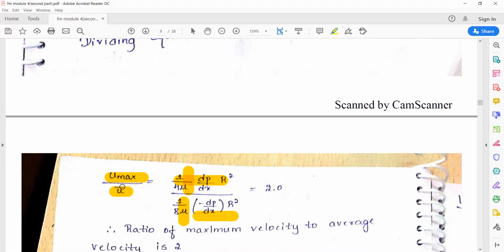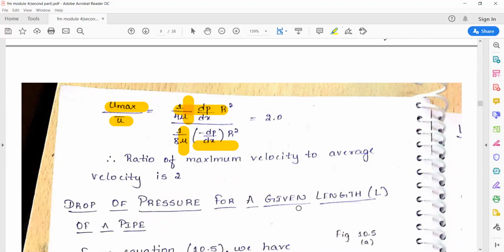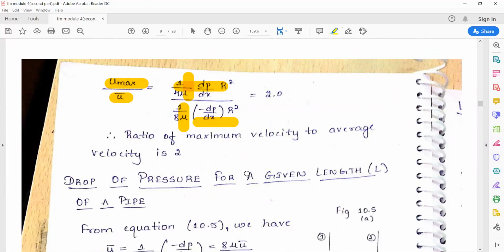In the exam they may ask you to prove that the ratio of maximum velocity to average velocity is equal to 2 when the fluid passes through a circular pipe. When there is laminar flow through a circular pipe, till here you need to derive it. So this is the ratio of maximum velocity to average velocity expression.